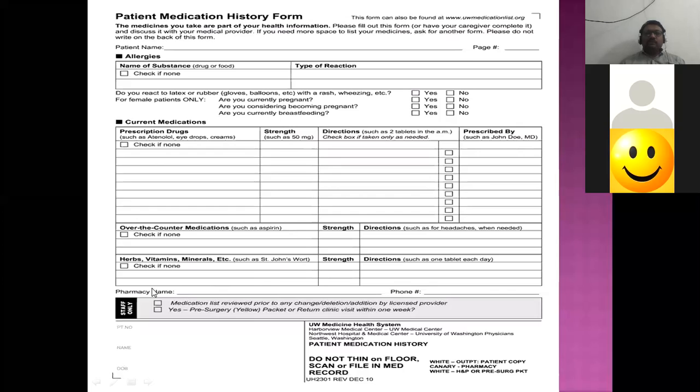And finally, which pharmacy gave this information: the medication history form. Name of the pharmacy, their phone numbers, and medication list renewal. All of you take a screenshot of these forms, because as far as the syllabus is concerned, the patient's medication history form, which type of information is required in that particular form, is important.